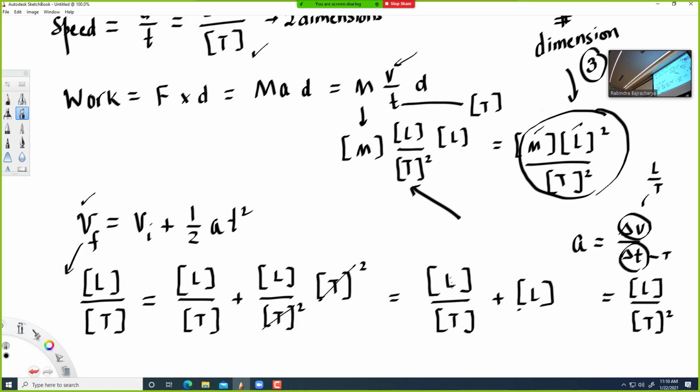Okay, so if you have different dimensions here, like you have L over T and L, you cannot add them. It's like adding apple and orange. Okay, so you need to have same dimensions. So this formula is not correct. Okay. So you can know that just by using dimensional analysis, you can say that this is not a correct formula. Okay. So let's see another example.